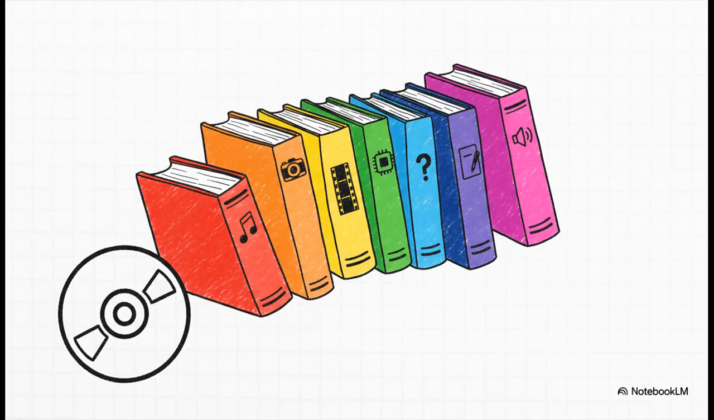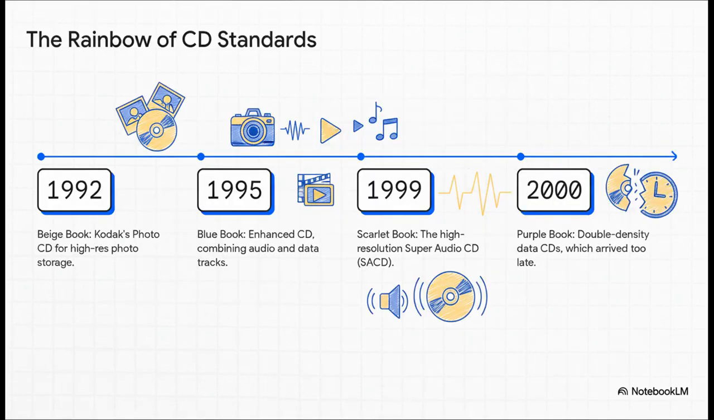And the CD wasn't just about music and simple data files. Oh no. The creators, Sony and Philips, they developed a whole family of standards for it. They're famously known as the Rainbow Books, and they were designed to push the format in all kinds of wild, new directions. And this is just a little glimpse of how ambitious they were. There was the Beige Book for Kodak's photo CD, the Blue Book for those enhanced CDs that would put music videos right alongside the audio tracks. There were even attempts at super high-resolution audio with the SACD and double-density data CDs, although that last one was basically obsolete the moment it was released.